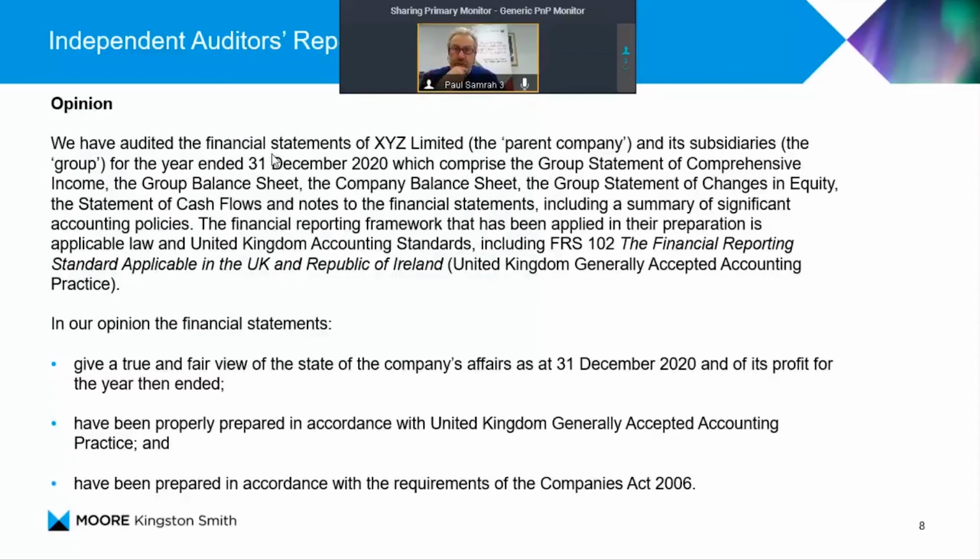There we are. We've audited the financial statements. This is being given by the auditors. So the auditors are signing this report, and obviously, if you go to a set of accounts, the first thing you should do is look to see whether there's an audit report. If there isn't, it's almost certain that the company was exempt from an audit, and no one other than the directors are confirming that the accounts give a true and fair view.